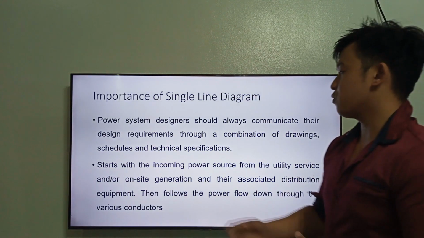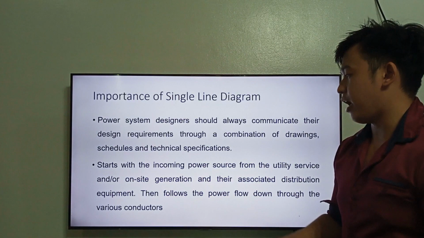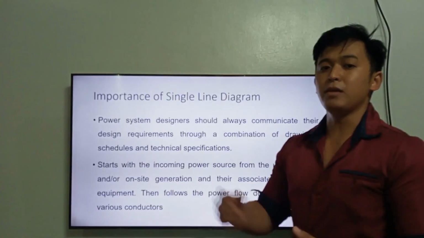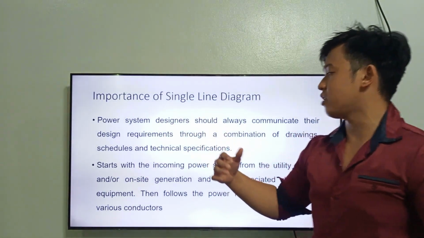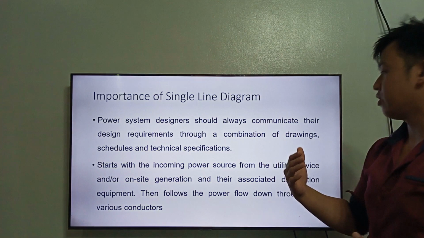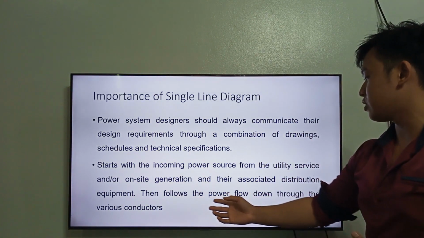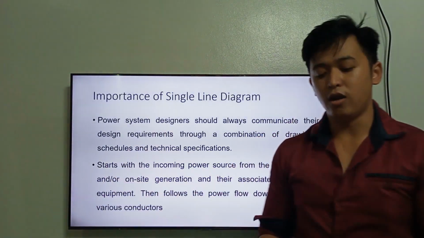Then it starts with the incoming power source from the utility service or on-site generation and their associated distribution equipment, meaning power line. This single line diagram starts with the incoming power source from the utility or from the generation. Then it follows the power flow down through the various conductors and the loads.